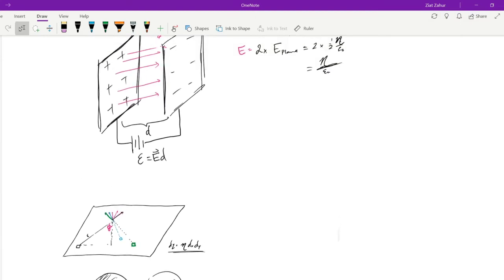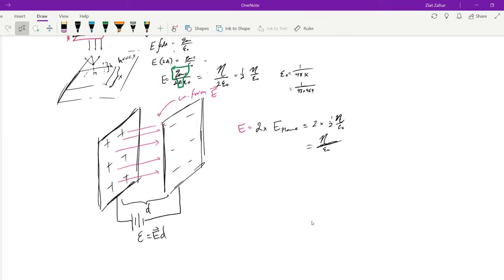All right, back to this capacitor stuff. Let's see, where do we actually talk about capacitors? Capacitors.